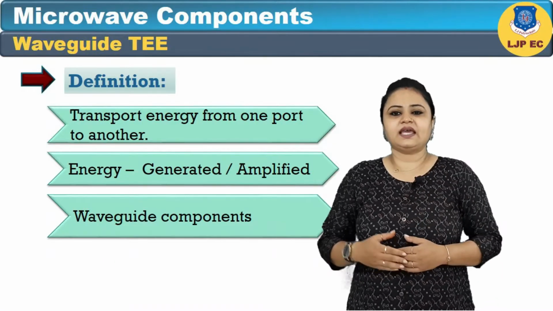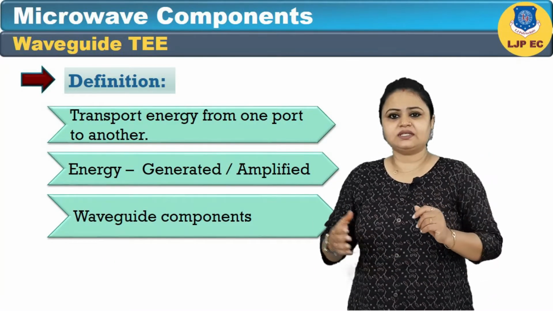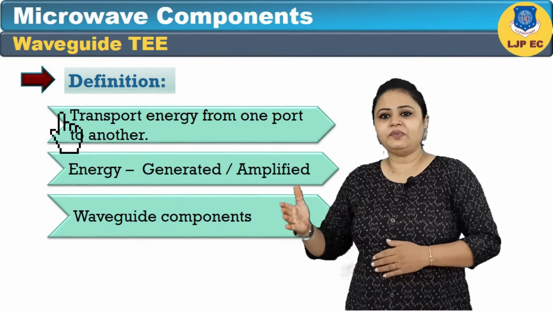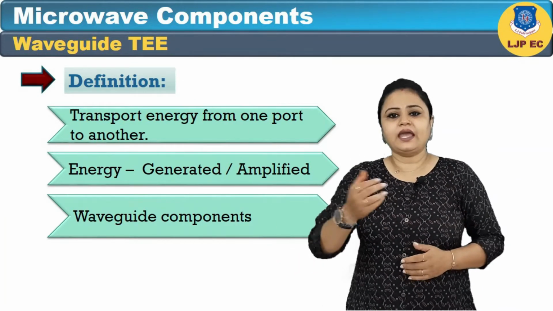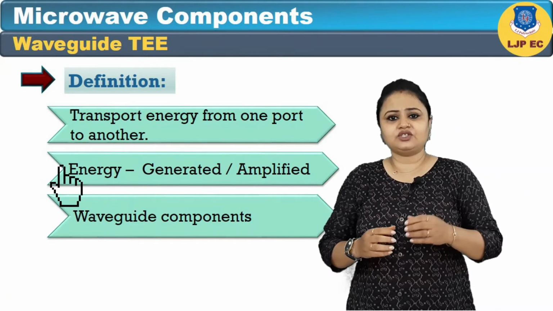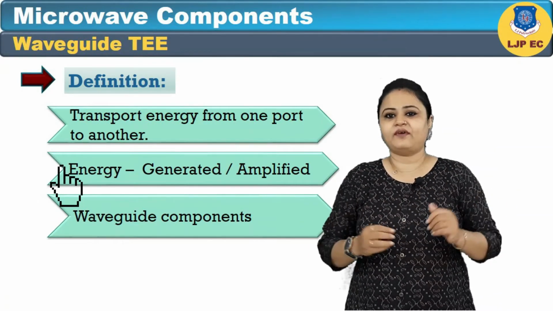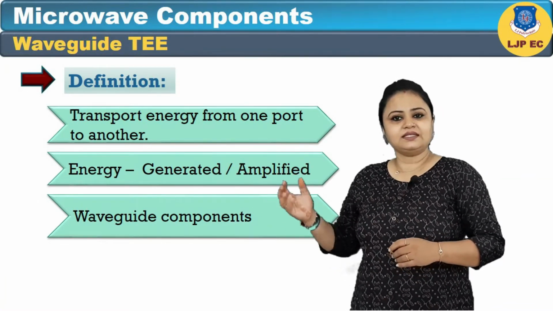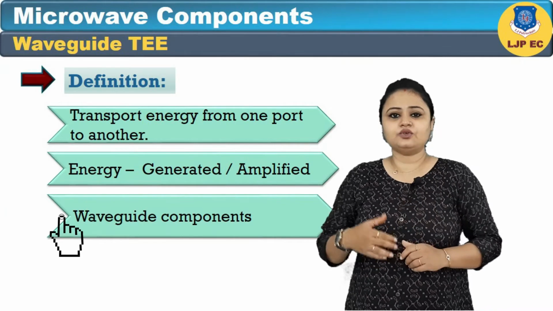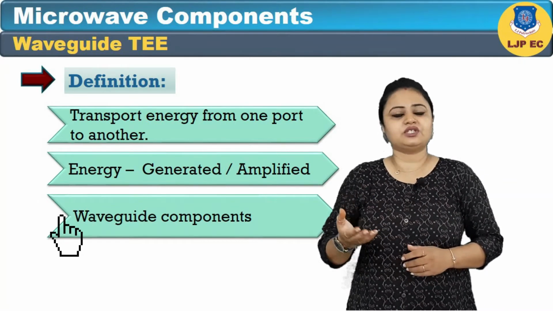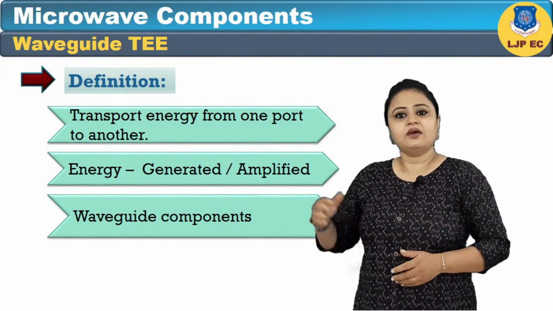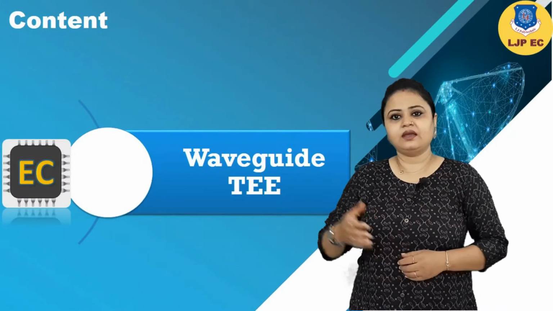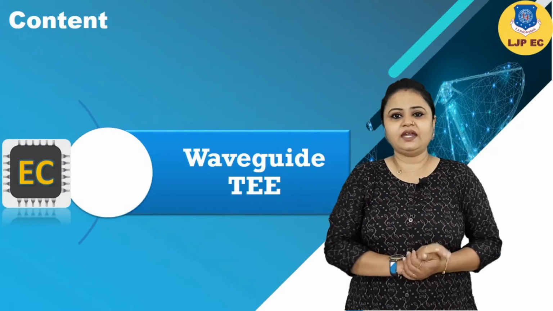The waveguides, as discussed in previous sessions, serve to transport microwave energy from one place to another. The energy which is transported has to be generated or amplified in a previous stage of the circuit. In this session, you will be introduced to special components which are used in those circuits, which we call waveguide junction T. Now let us start with waveguide T.